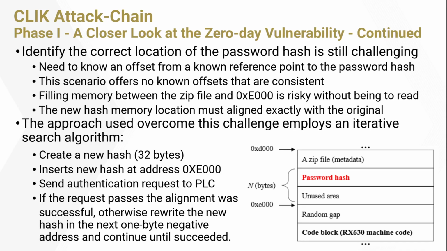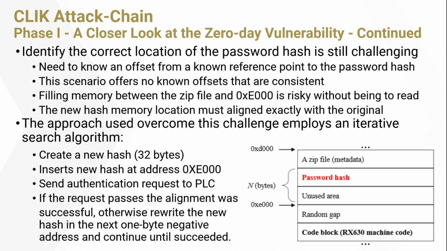So identifying this password is still really challenging. There are several different methods, which could include needing to know an offset from a known reference point to the password hash. Basically, if there's a known reference point off this password hash, there could be a known offset to get to the password itself and overwrite it with a new one. Unfortunately, this scenario offers no known offsets that are consistent, so that way won't really work.